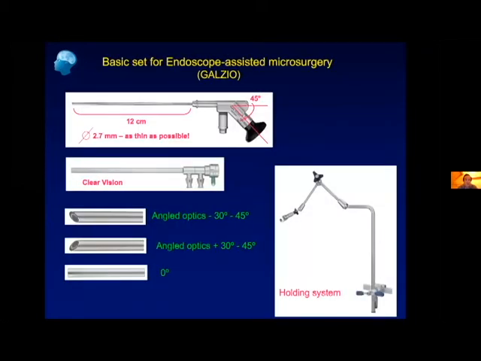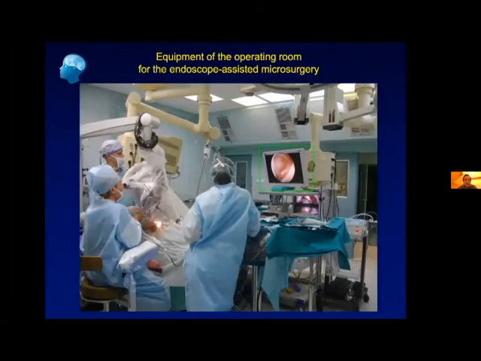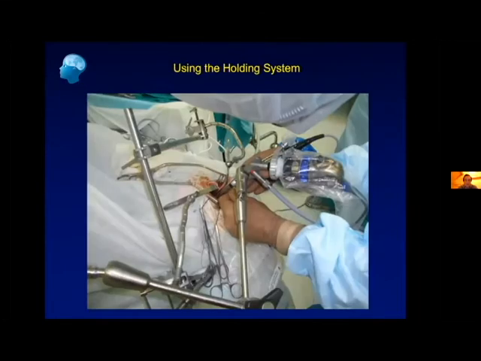For this purpose, we use special assisted endoscopes, which have an angled camera, a special device for cleaning of the visual field, and of course the angled optics. So in the operating room, we have the monitor with the endoscope view and the monitor with the microscope view. And we may use a holding system in order to use both hands of a neurosurgeon to manipulate the micro instruments.